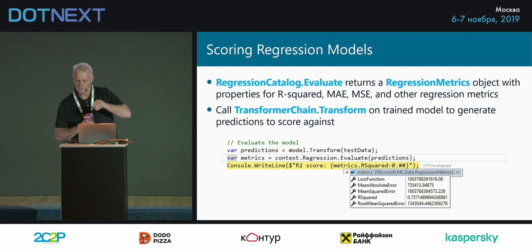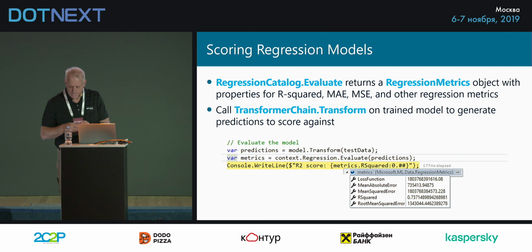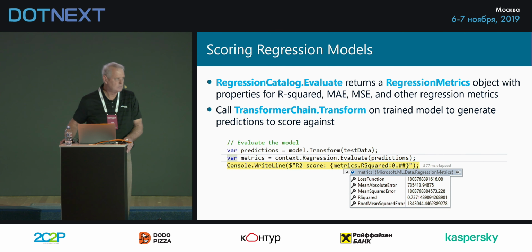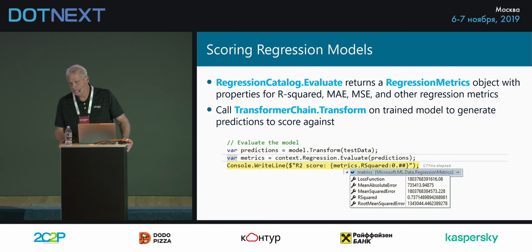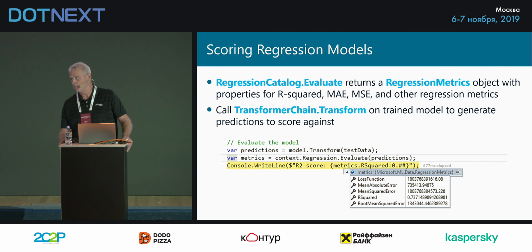Now, I'm going to get to this next example in just a moment, but let me prepare you for a couple more things you're going to see. As I said earlier, you can train a model all you want. Until you evaluate it, until you test it, you really don't know if it's going to do what you want it to do. In a lot of libraries, there's a lot of code required to evaluate the model. ML.NET makes it really, really easy.